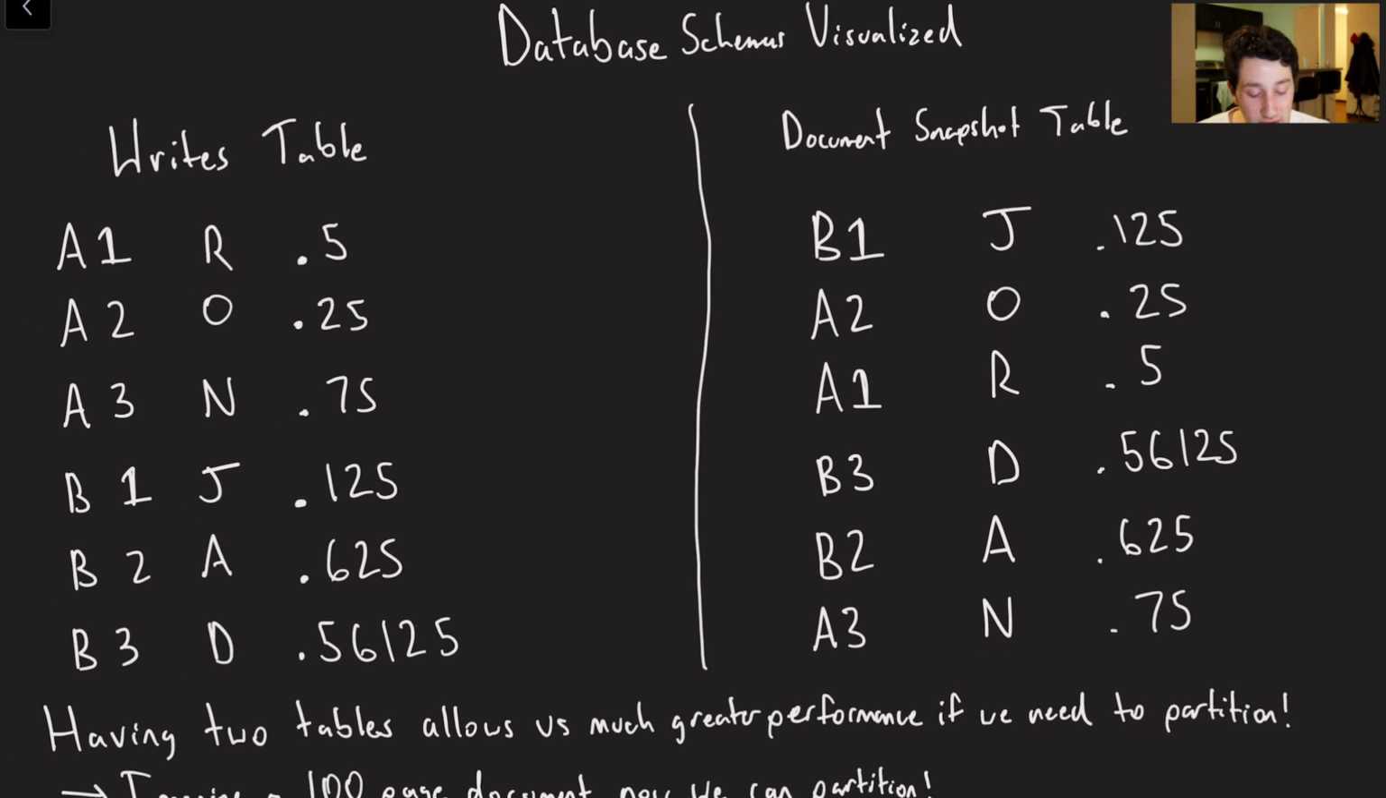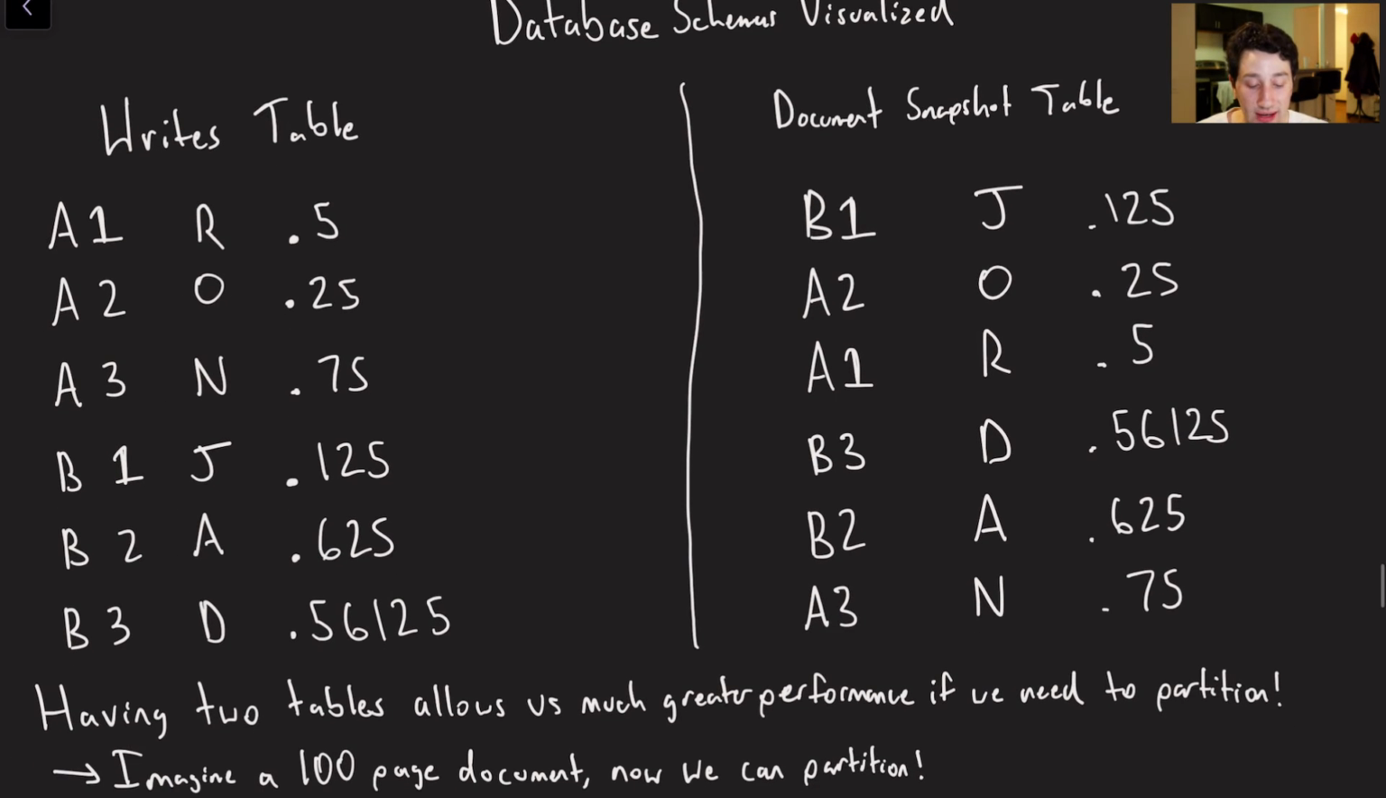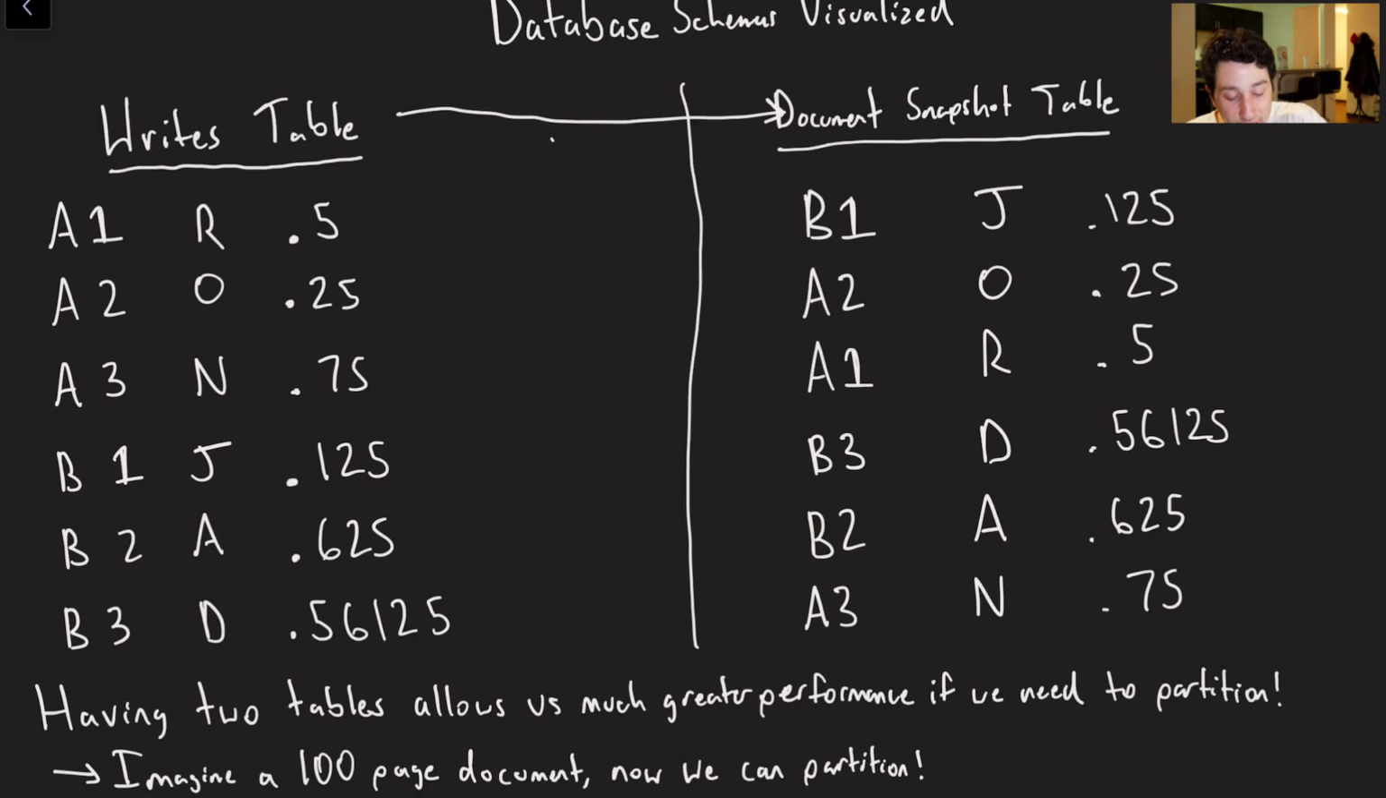Now I know that's all a bit abstract, which is why I decided to write it out in the next slide over here. So now we're going to visualize those 2 database schemas. We have the writes table, which is what we synchronously write to every single time that we want to make a new write to our document. And then we have the document snapshot table, which is going to be derived from the writes table via change data capture, CDC.